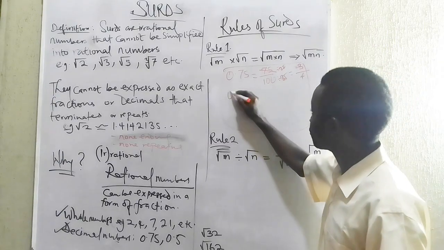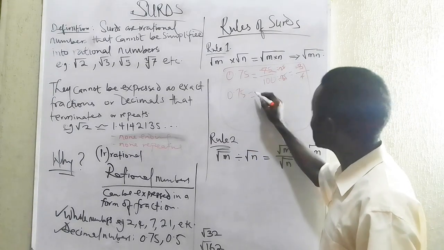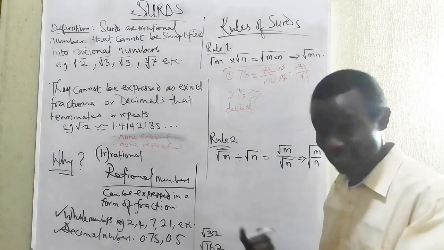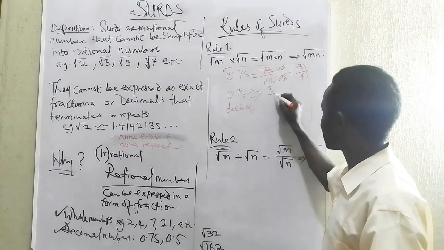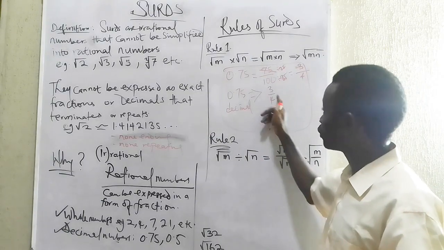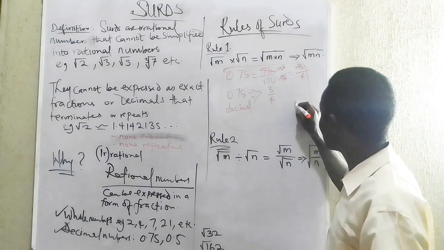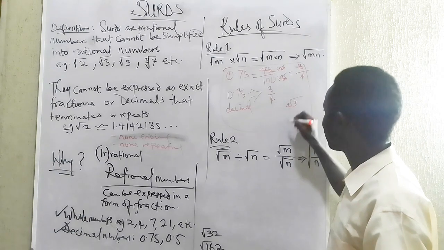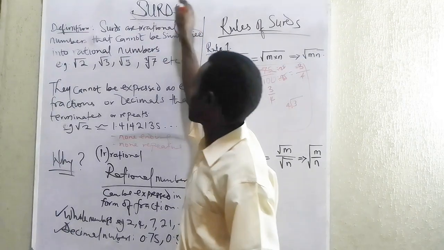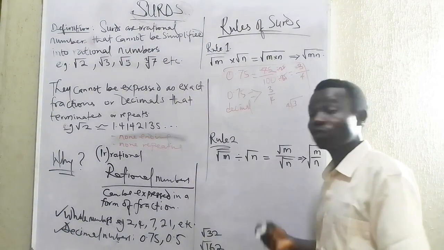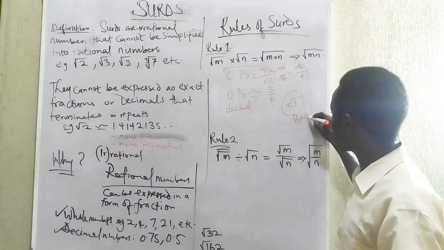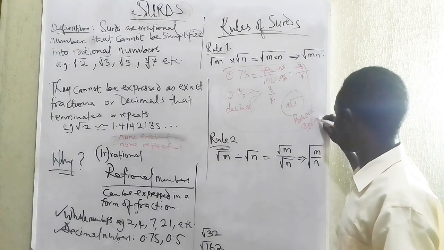So 0.75, as a decimal, can be expressed as a fraction, which is 3 over 4. In other words, you can also do the reverse. You can turn this one to decimal by simply doing 3 divided by 4. Which is the same thing as what to do in surds. Now, we'll come back to this. This is a typical example of basic forms in surds.